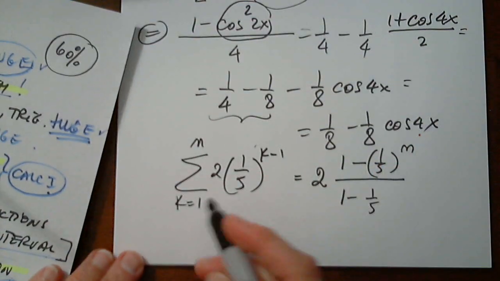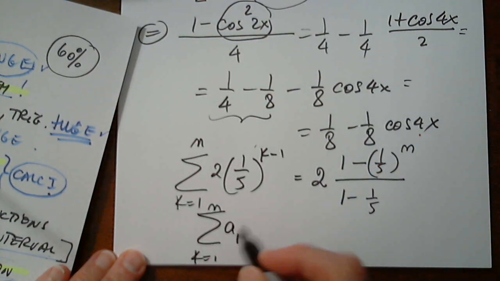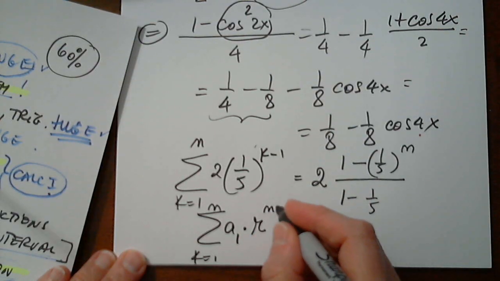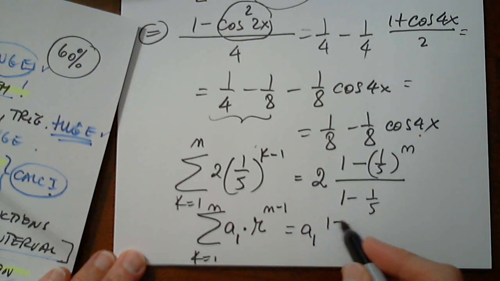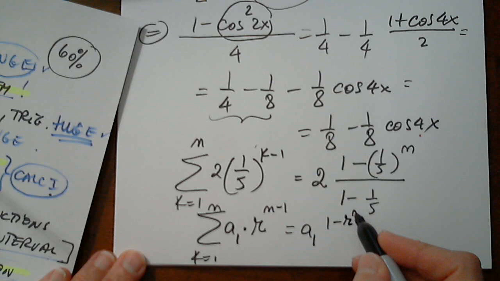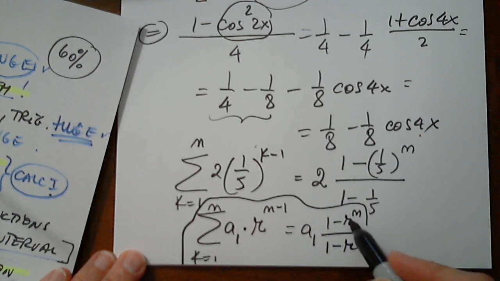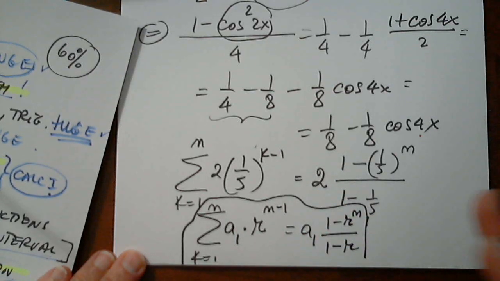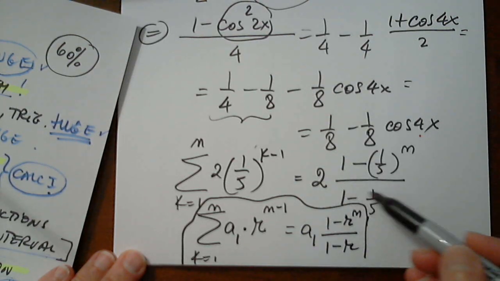So let me write the formula one more time. K equals 1 through n from A1, which is the first term, times the common ratio to n minus 1. This equals A1, 1 minus R, the common ratio to n over 1 minus R. This is the formula. Everything was ready for you. You didn't have to expand, you didn't have to factor out anything, nothing. Everything was ready. So 5 minus 1 is 4.